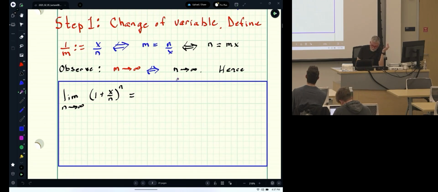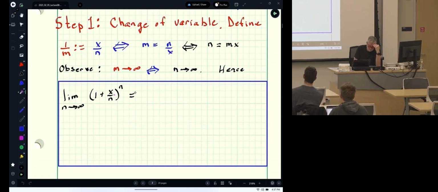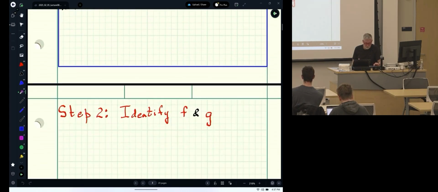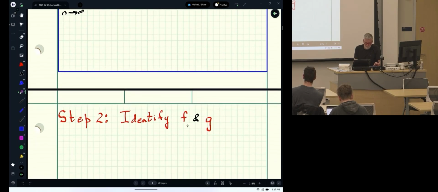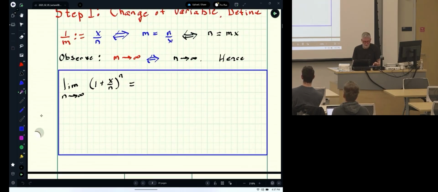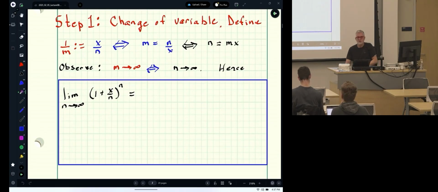And then you see that n getting large is the same thing as m getting large. So with that piece of information, complete this. And so that maybe you don't go too far, what we're going to do in this next step is identify the functions f and g for applying the previous theorem, okay? So give it a shot.